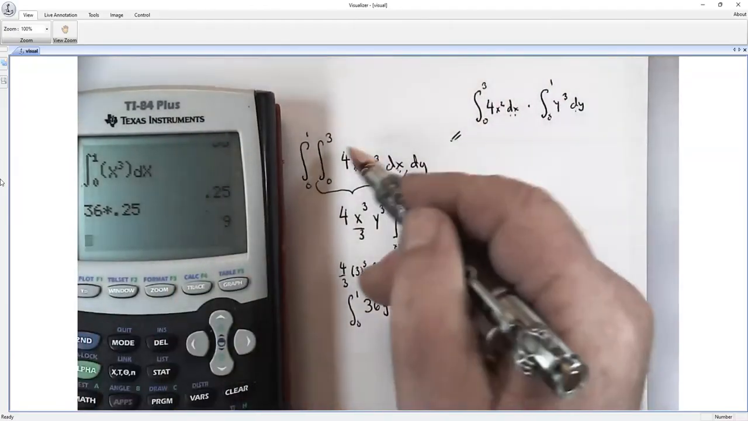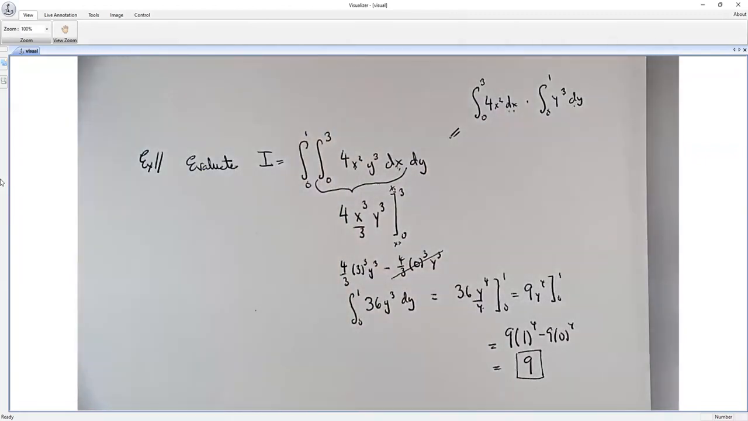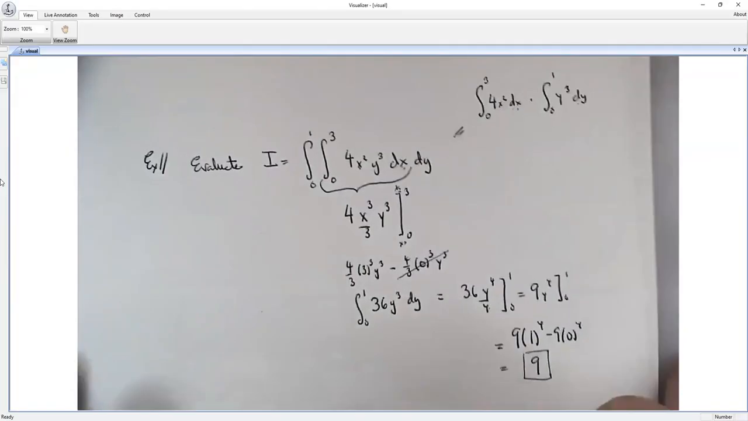Only because this function we played with would factor into x terms times y terms. If it doesn't do this, you can't use this properly. Does that make sense? Did I lose you guys anywhere? Questions? All right, keep going then.